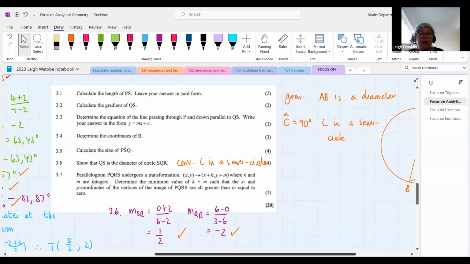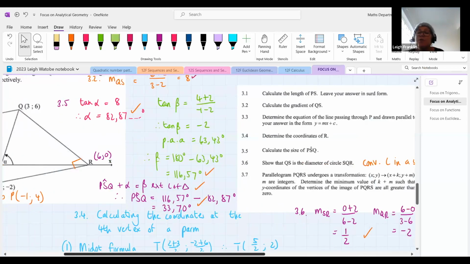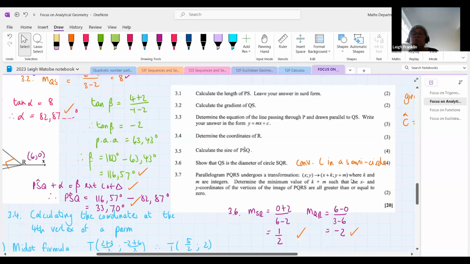parallelogram PQRS undergoes a transformation. Okay, so then they're giving us a rule, a rule for translation. So K and M. So K would be how much we were moving it either to the left or to the right, and M is an implication that we're either moving it up or down. And they've told us that K and M are integers. Okay, determine the minimum value of K plus M such that the X and Y coordinates of the vertices of the image of PQRS are all greater than or equal to 0.